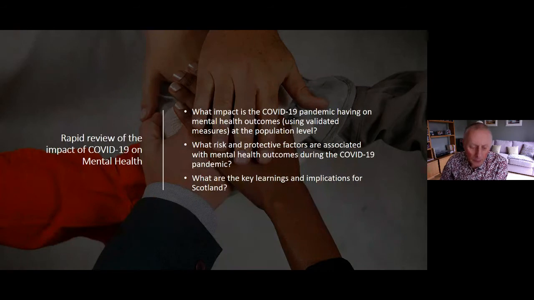We also identified the need for a rapid review, and this rapid review was led by Public Health Scotland, and I want to acknowledge Emma Hogg, who just gave a huge amount of energy to this work as well. And we asked 3 questions. We asked, what's the impact of the COVID pandemic on mental health outcomes? What are the risk and protective factors? And what are the key learnings and implications for Scotland?